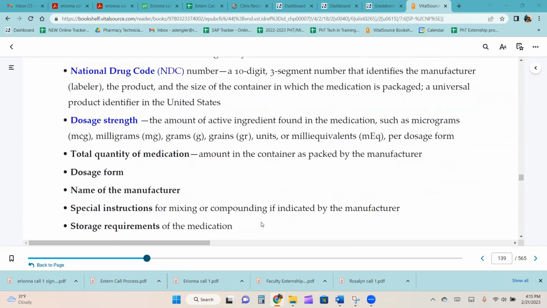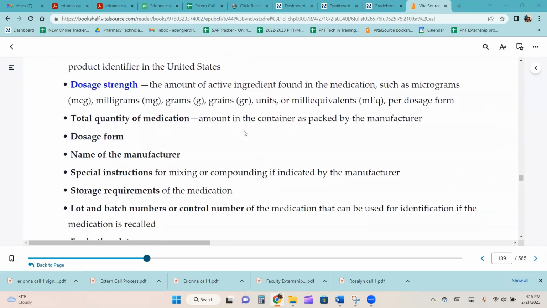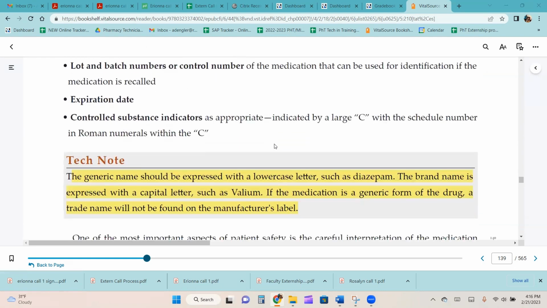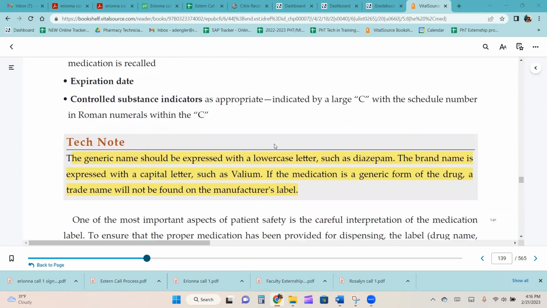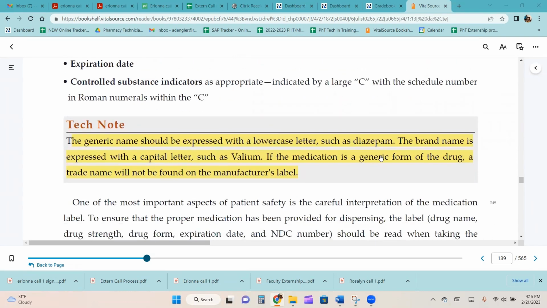The dosage strength, the amount of active ingredient found in the medication, such as micrograms, milligrams, grams, grains, units, or milliequivalents per dosage form. The total quantity of medication, the amount in the container packed by the manufacturer. Dosage form, name of the manufacturer, special instructions for mixing or compounding if indicated by the manufacturer, storage requirements of the medication, lot and batch numbers or control number of the medication that can be used for identification if the medication is recalled, expiration date, controlled substance indicator as appropriate, indicated by a large C with the schedule number in Roman numerals within the C.